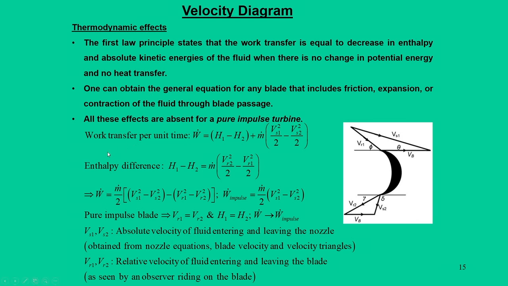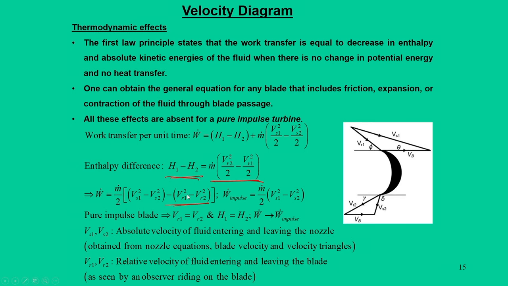For that, we find the work transfer per unit time using thermodynamic equations as the enthalpy difference, (H1 minus H2) into m dot, equal to m dot into (Vs1 square minus Vs2 square) by 2. Since the blade is rotating, instead of absolute velocity we see the relative velocity. By putting this in, we can write W dot as m dot by 2 into (Vs1 square minus Vs2 square), and then (Vr1 square minus Vr2 square). This is the actual expression that we are going to get. But ideally, because of this rotation, this relative velocity term reduces the work. So, if you want to maximize the power, this relative velocity difference component has to be totally removed.